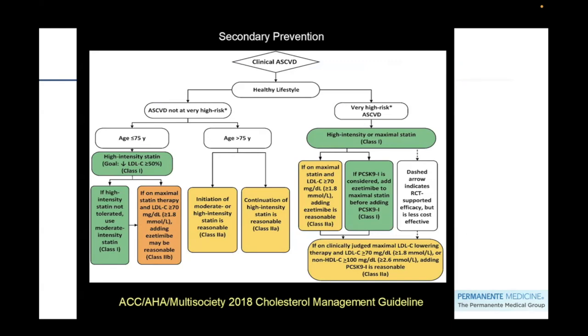So they make it, there is not very high risk and very high risk. But the goal is that as soon as somebody has a stroke or heart attack, you start with the maximum statin dose. That's the class 1 indication. And then they have all these color-coded stuff. But I think the bottom line is that you should treat them to a goal of less than 70 of LDL-C. So that's the main goal.